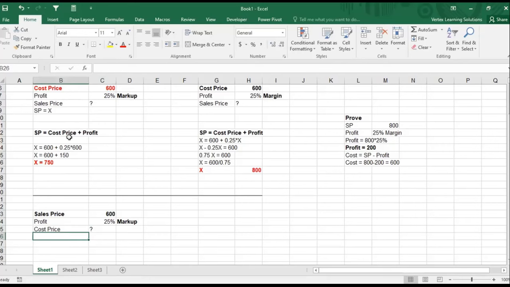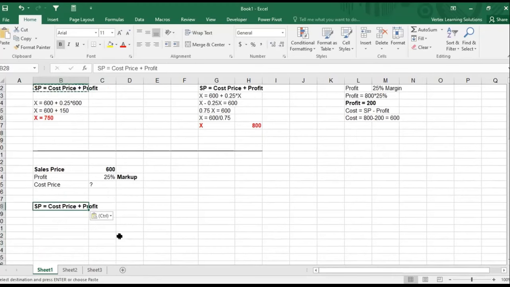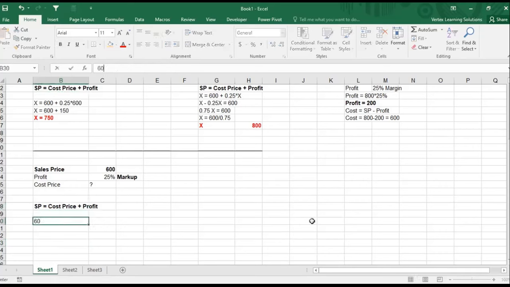Now again, we will use the same equation. This is the second method I'm explaining. After that, I will give you another way of doing it also. But I want to make sure that you understand the logic, and then I will show you quick calculator tips, how to do it on a calculator very fast. So selling price is equal to cost price plus profit. Your sales price in this case is 600, and the cost price we do not know. So this time the cost price is X.